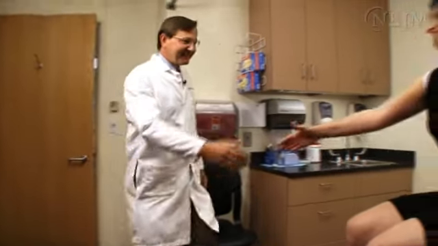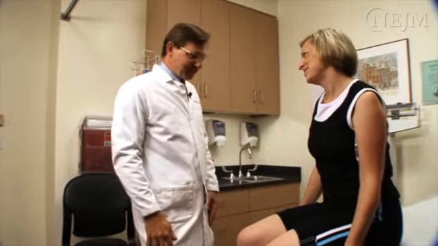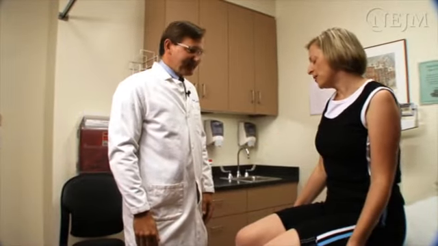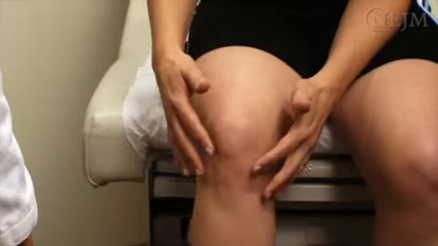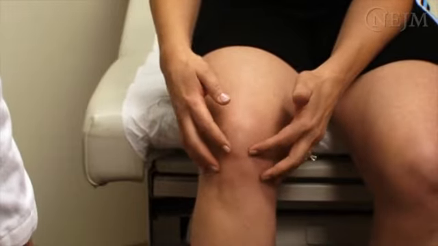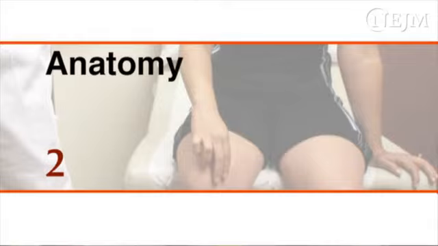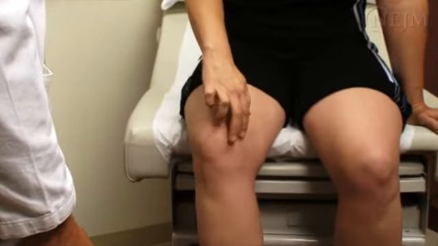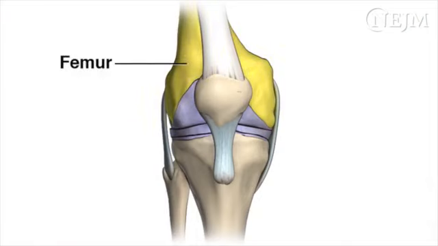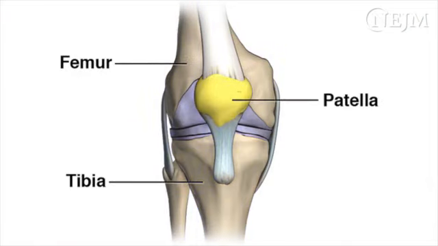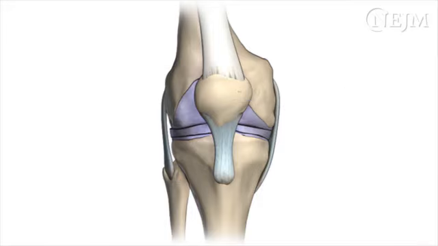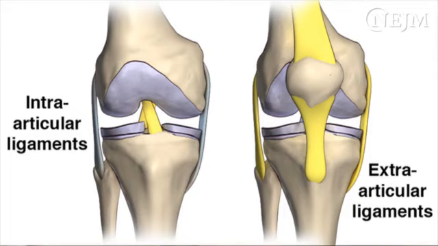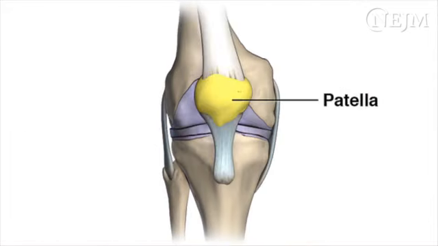Morning, Ms. Newman. The knee is one of the most complex joints in the body. Knee complaints are the second most common musculoskeletal symptom evaluated by the primary care physician. The anatomy of the knee joint consists of three bones: the femur, tibia, and patella, with three areas of articulation. Some of the unique features include menisci, intra- and extra-articular ligaments, and the patella itself.